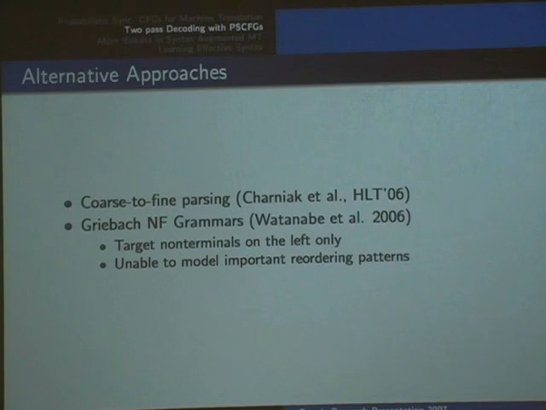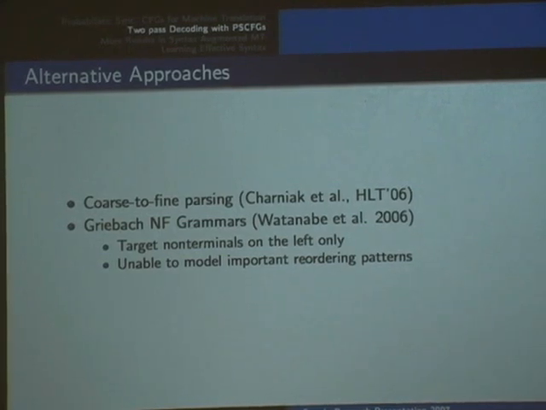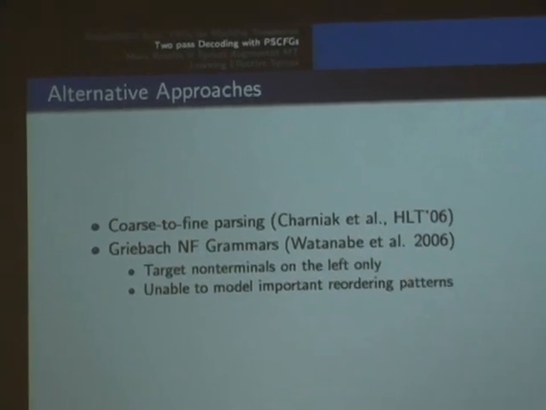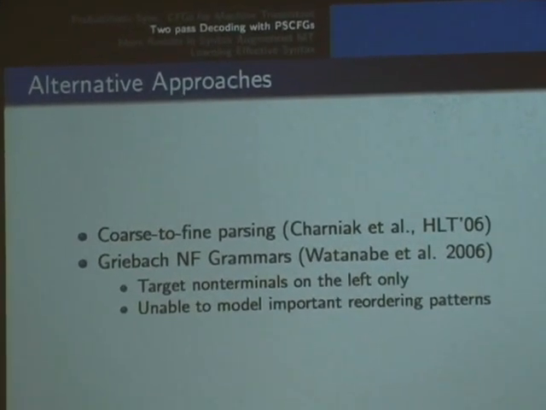There are alternative and complementary approaches to this. So coarse-to-fine parsing uses a similar paradigm where you start off with a simpler grammar. Once you do translation with a simple grammar, you come back and use that as a backbone to restrict additional search. And there's also an approach that Watanabe and I introduced, where by making certain strong grammar restrictions on these synchronous CFGs, you can actually simplify your translation search. But these restrictions actually prevent you from being able to model some important reordering patterns.